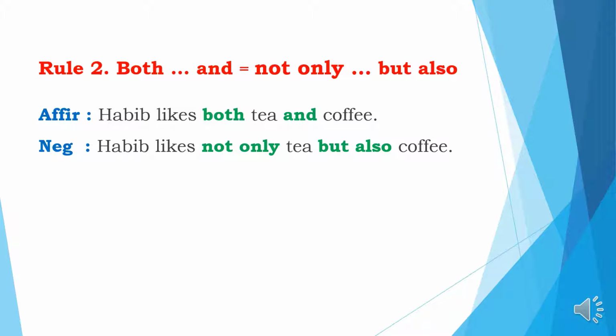For example, Habib likes both tea and coffee. Its negative form is Habib likes not only tea but also coffee. If you notice here, in this sentence, we have just replaced both with not only, and we have replaced and with but also. Besides these two changes, there is no other change in this sentence.